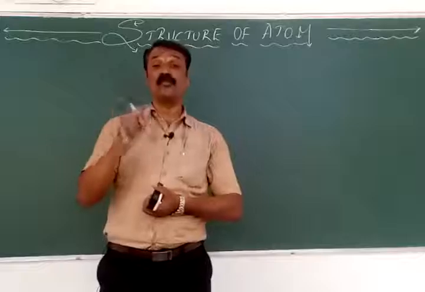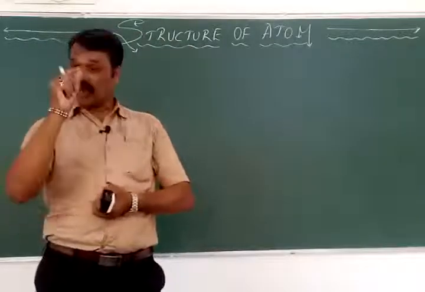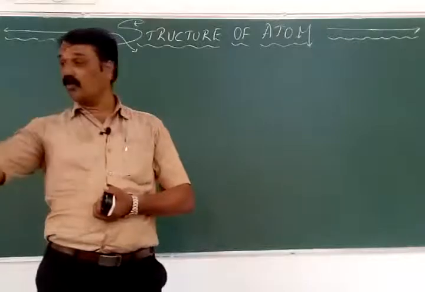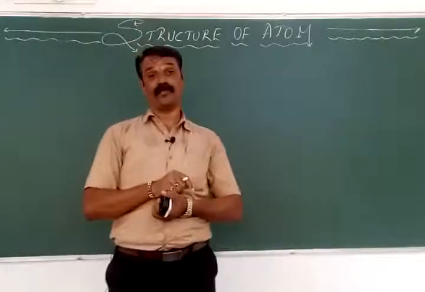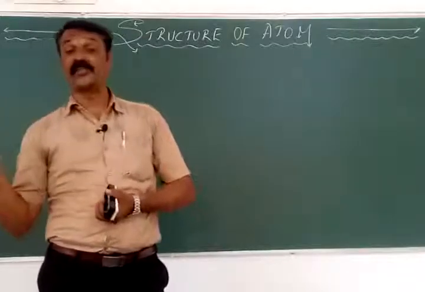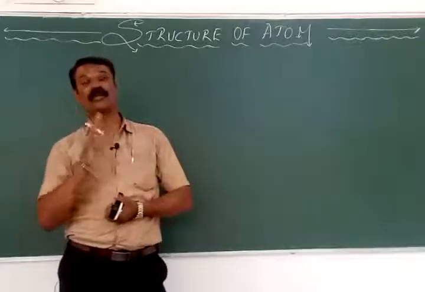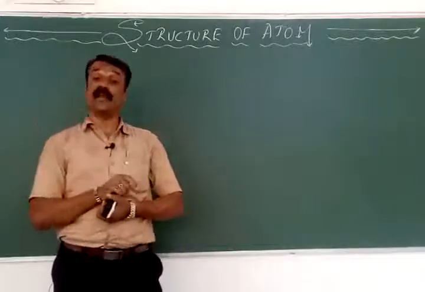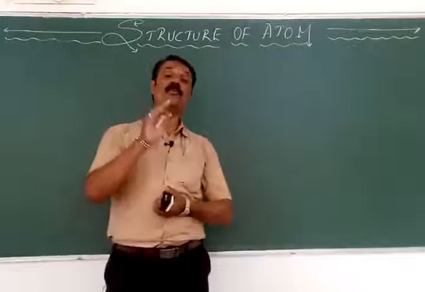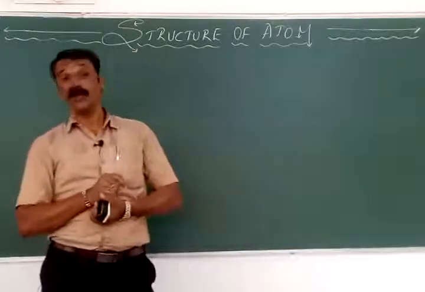L can have totally how many values? n values. The values of L start from 0, 1, 2, 3, and so on up to the last one, n minus 1. If L is equal to 0, it is called the s subshell having a spherical shape. L equal to 1, we have the p subshell having the dumbbell shape. L equal to 2 is the d subshell, which has a double dumbbell shape. L equal to 3, we have the f subshell having complex shapes.